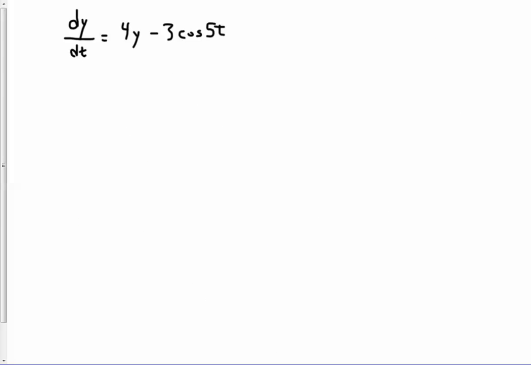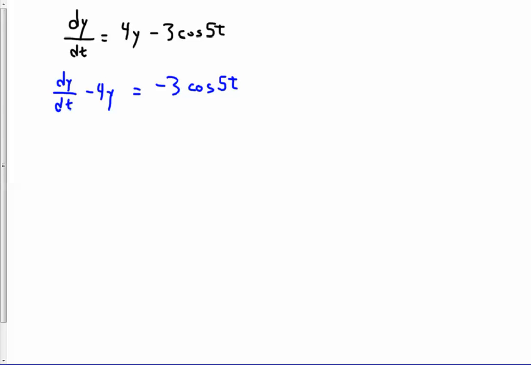Here's another one. Suppose dy dt equals 4y minus 3 cosine 5t. Okay, linear, constant coefficient, 4, and here's my b of t. So I want a particular solution. I'm going to move the 4y over. dy dt minus 4y equals negative 3 cosine of 5t.